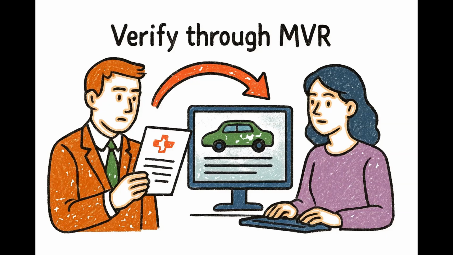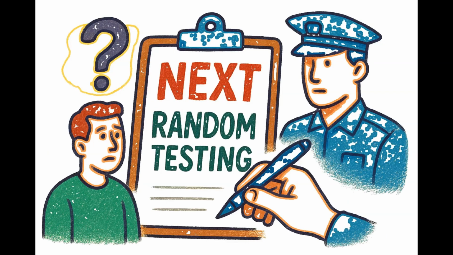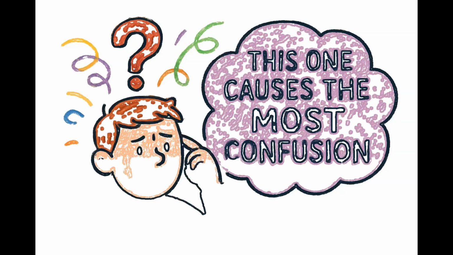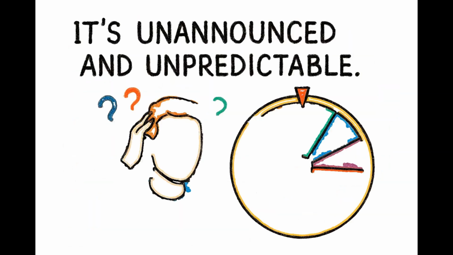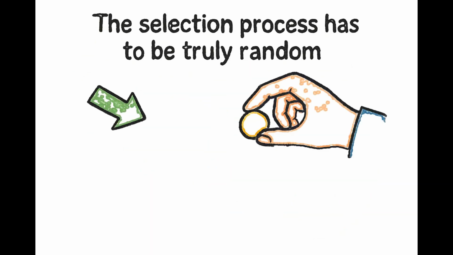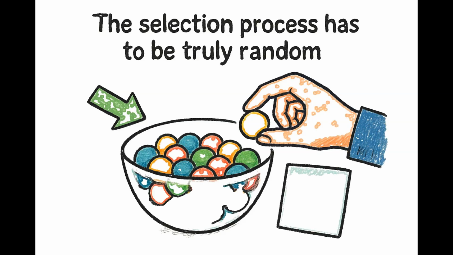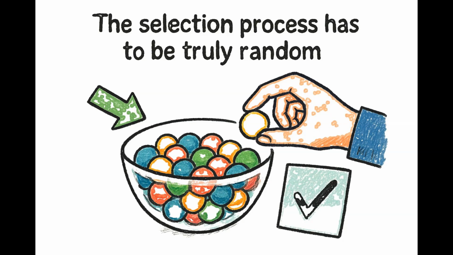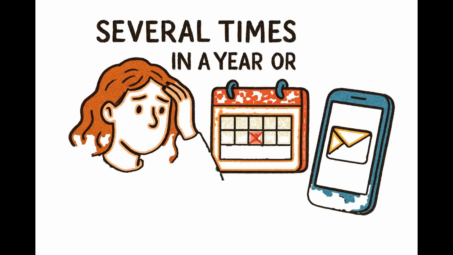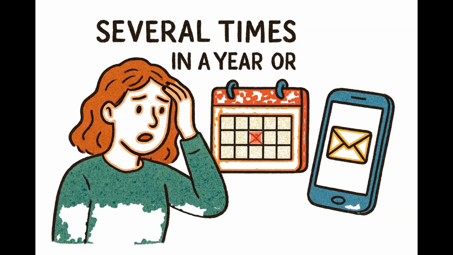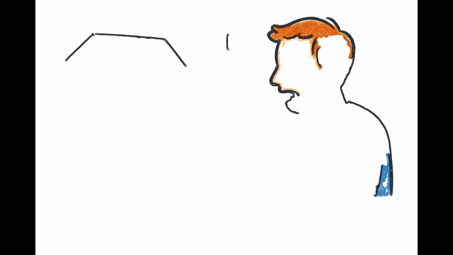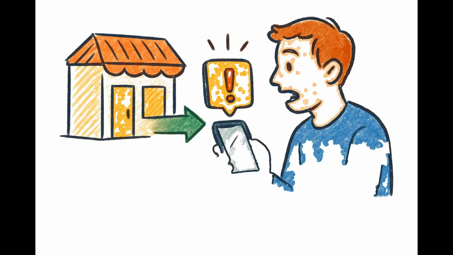Next is random testing. This one causes the most confusion, but the principle is simple. It's unannounced and unpredictable. The selection process has to be truly random, using a scientifically valid method that ensures every driver in the pool has an equal chance of being picked each time a selection is made. This means you could be selected several times in a year, or you might not be selected at all. When you get that notification, you must proceed immediately to the collection site.